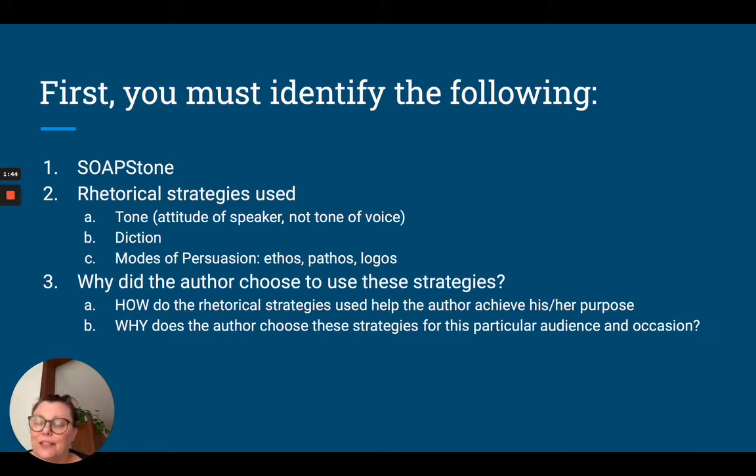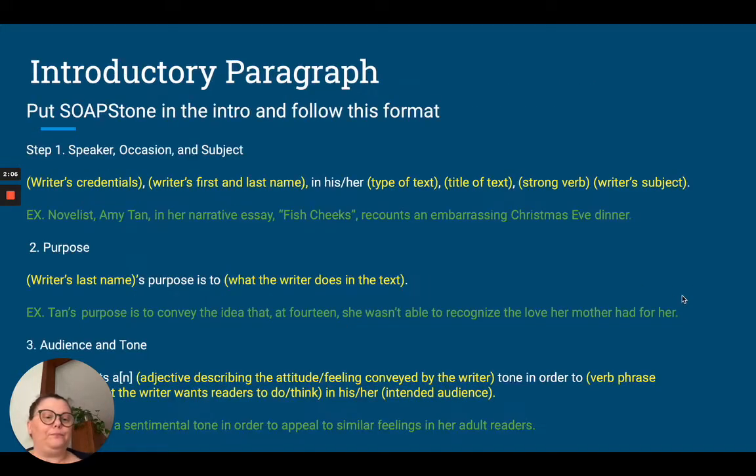And then, why did the author choose to use these strategies? That is basically your essay. So why does the author make the choices that they make? How do the rhetorical strategies used help the author achieve his or her purpose? And remember, in your soapstone, you identify the purpose. And why does the author choose these strategies for the particular audience and occasion? Okay, and that's key.